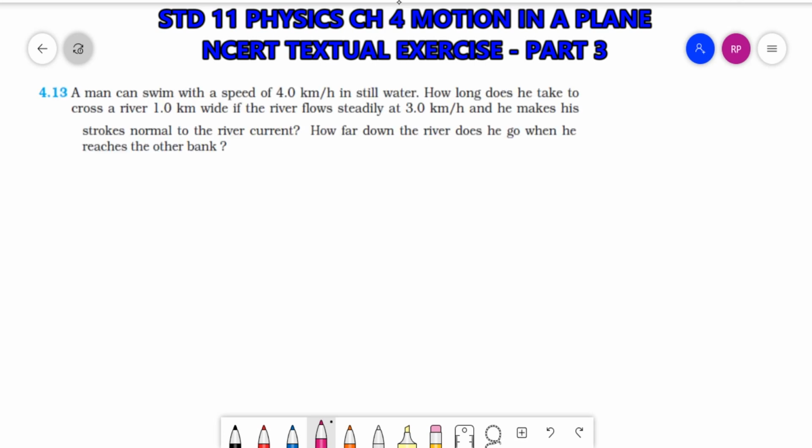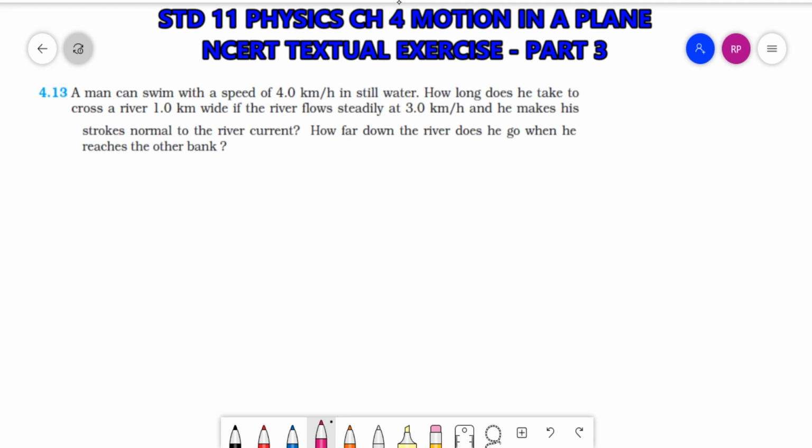A man can swim with a speed of 4 km per hour in still water. How long does it take to cross a river 1 kilometer wide if the river flows steadily at 3 km per hour and he makes his strokes normal to the river current? How far does he go when he reaches the other bank?